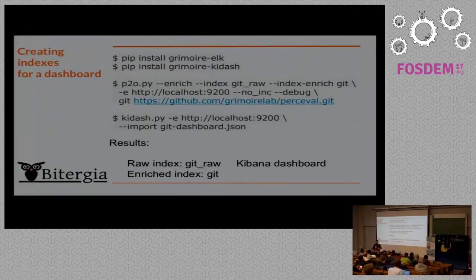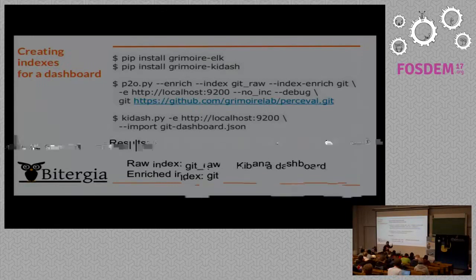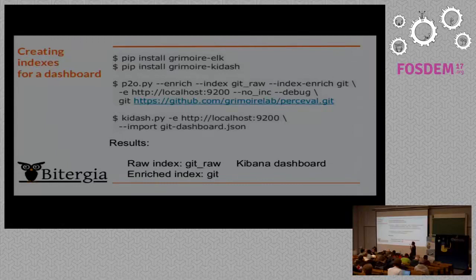And you have to say, for instance, in this case, no-inc means I don't want it to work incrementally. I want everything from the very beginning. And --debug just to show some information about how it is working, and where the repository is. In this case, it is a Git repository, and that's the list. And basically, that is going to do the same thing as before, as Perceval did, but storing the information in Elasticsearch. Once you do that, you can upload to Kibana the information about the dashboard and stuff, and that's it.